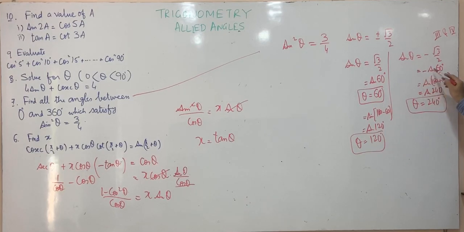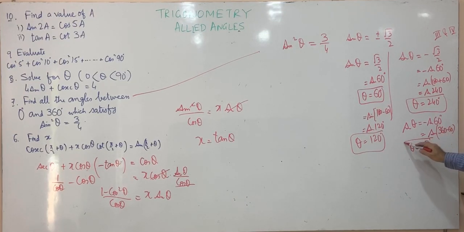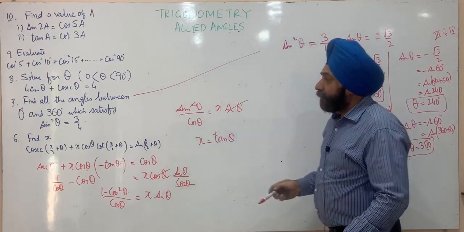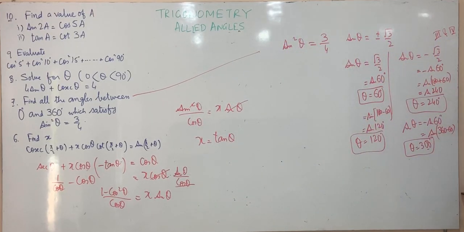Now sin theta is equal to minus sine 60. How do we go to an angle in fourth quadrant? So sin theta is equal to minus sine 60. This can be written sine of 360 minus 60. Sine 360 minus theta is minus sine theta. So this gives us theta equals 300 degrees. The fourth answer. So these are the four angles which lie between 0 and 360 degrees, for which sine square of theta is 3 by 4.